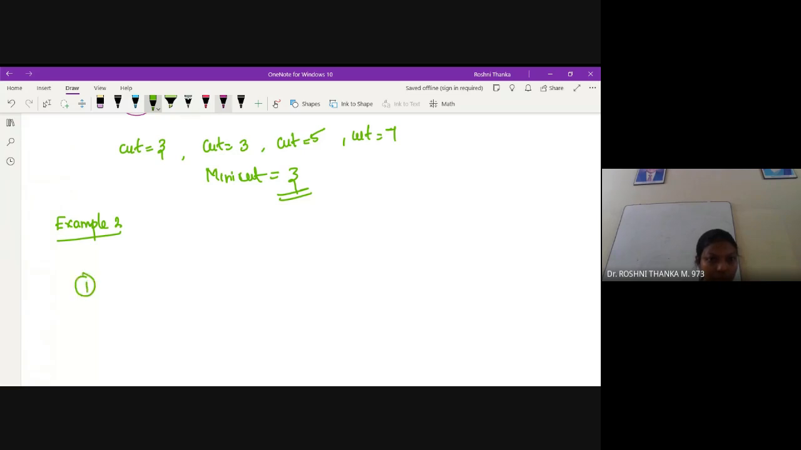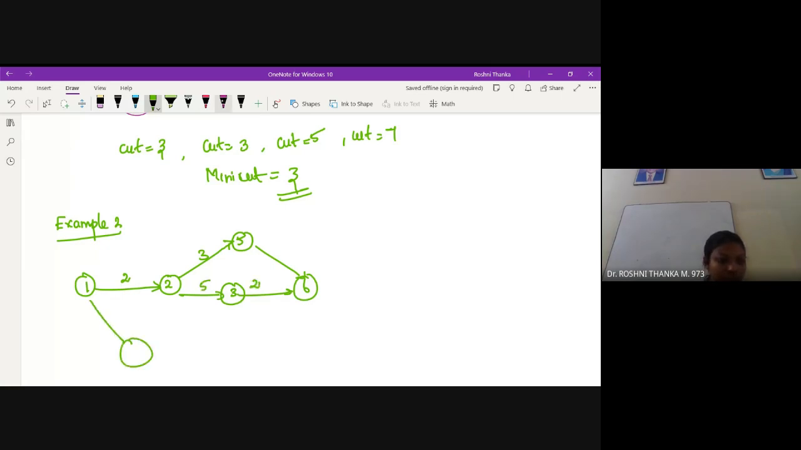So the graph is like 1, 2, a little bit big graph so that you will be a little more clear in solving this problem. So here we have 3 and 5 and 2, and here we have one more edge. Here is 1 and 3. So it is a directed graph. So this is our graph.